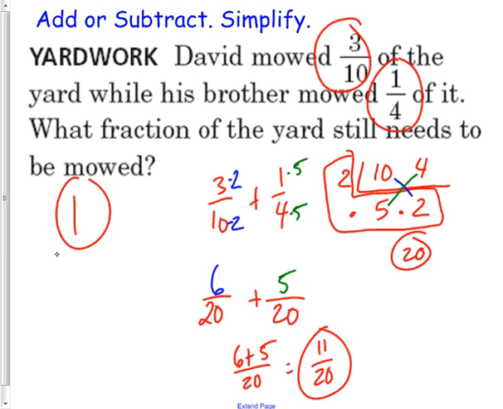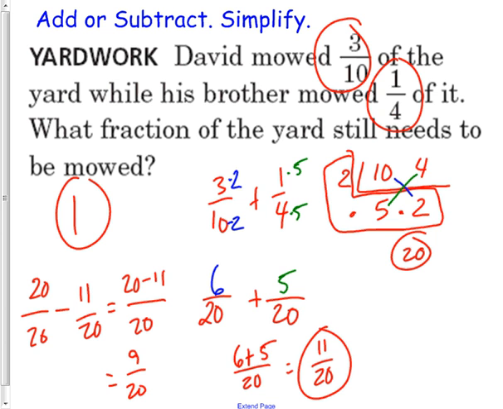So when I rewrite 1, I'm going to rewrite it as a fraction with a denominator of 20. So I'm going to write 20/20 minus 11/20, because 11/20 stands for the amount of lawn mowed between David and his brother, and 20/20 stands for the entire lawn. So what I'm going to get is 20 minus 11 all over 20, and from there I'm going to have 9 over 20. I can't simplify that at all, so 9/20 of the lawn. And that's my final answer for this question.